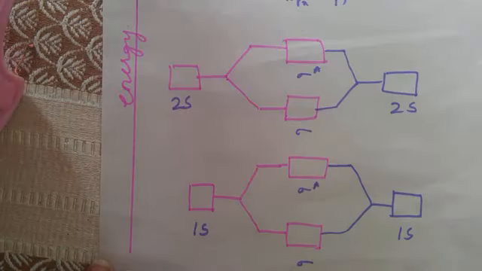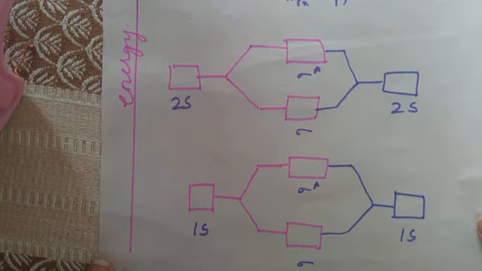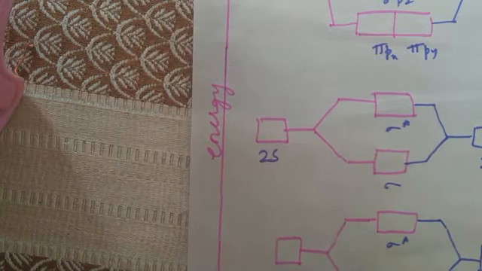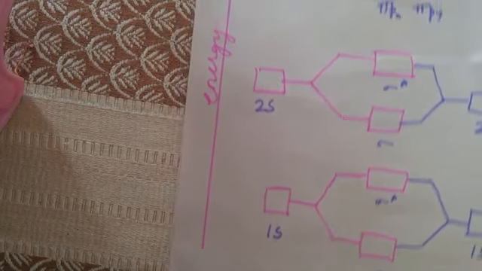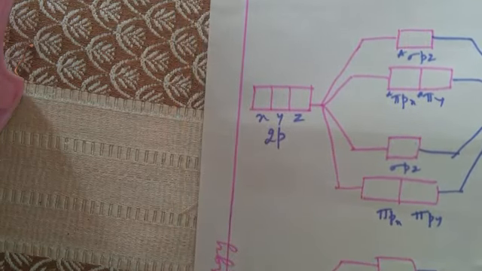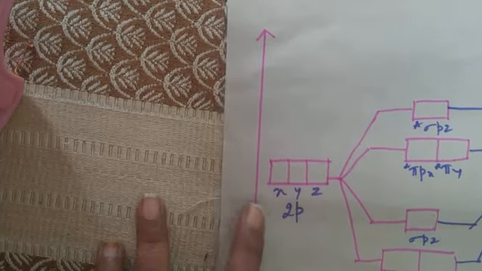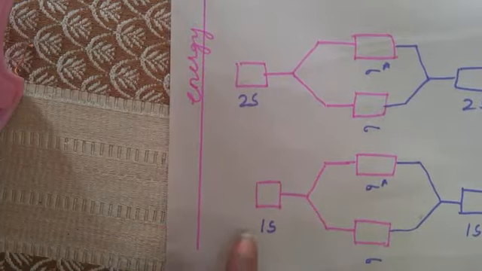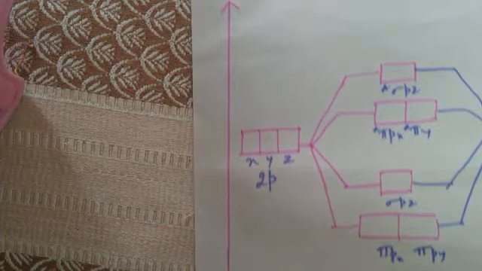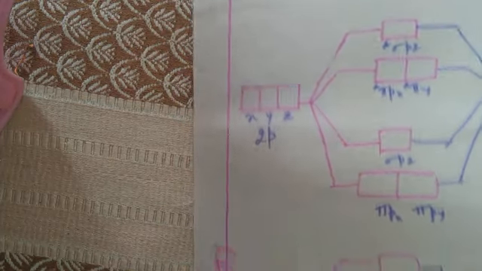Whenever you are drawing an energy level diagram for molecules, you have to write a line from the lower energy level to the higher energy level. The electrons are being filled. Can you see this pink line? This is the order in which the electrons are being filled. First is 1s, then 2s, and then the 2p orbital is filled.